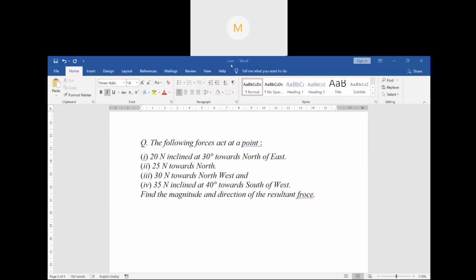Can anyone solve it? Draw the figure at least. Is anyone able to draw the figure? I'm asking every one of you. Please respond. Wait, sir, wait.